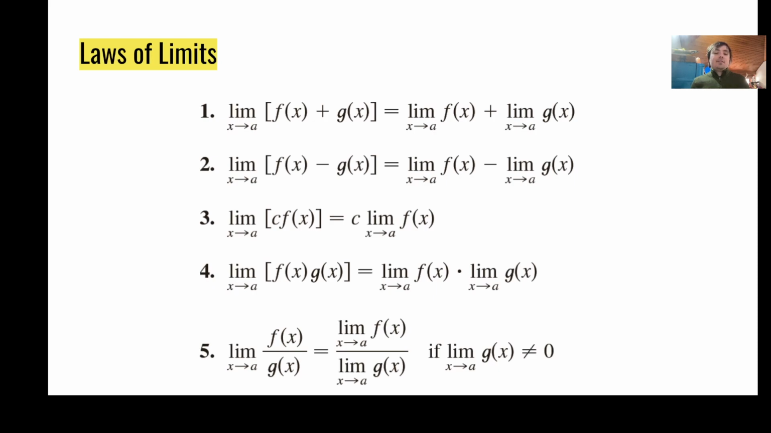The next law would be if you multiply the function by some constant value c, then your limit is just c times the limit of the function itself. And then next, if you have two functions that are multiplied together, then the limit of that composite would be the limit of f of x multiplied by the limit of g of x. And then lastly, if you have two functions that are divided by one another, then the limit of that division is just the limit of f of x over the limit of g of x, so long as the limit of g of x does not equal 0.